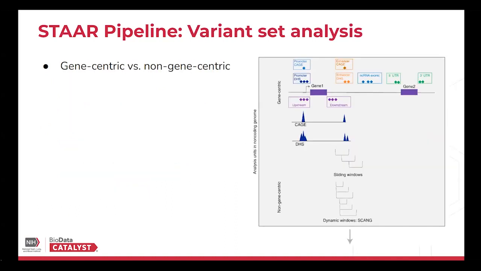So going on, if we dive deeper into what they call the variant set analysis, it consists of gene-centric versus non-gene-centric analysis of rare variants. Gene-centric coding analysis offers several genetic categories: putative loss of function, missense, disruptive missense, a combination of putative loss of function and disruptive missense, and synonymous. On the other hand, you can run gene-centric non-coding analysis, which provides even more categories.